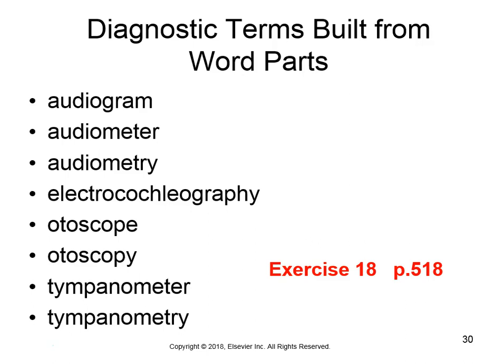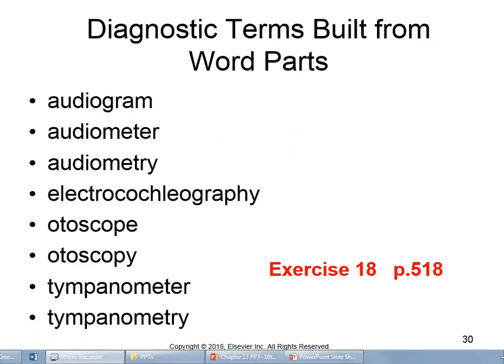And the act of doing the process is audiometry. So the whole thing is audiometry. The machine is an audiometer, and the product is an audiogram. If you really wanted to get into what the cochlea specifically is doing, then you can do something called an electrocochleography. So that's where you're going to record basically the electrical signals in the cochlea and look at those hair cells a little bit. Otoscope and otoscopy has to do with looking in the ears or doing your visual examination.